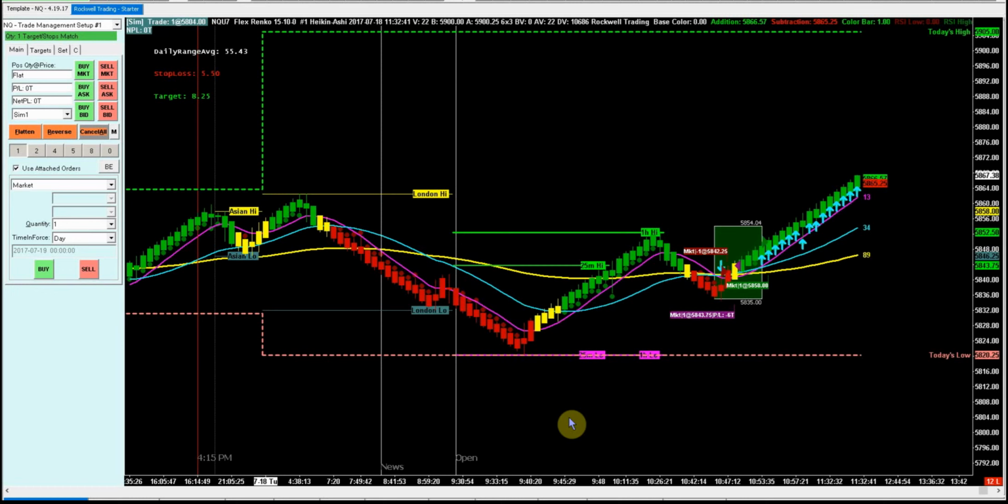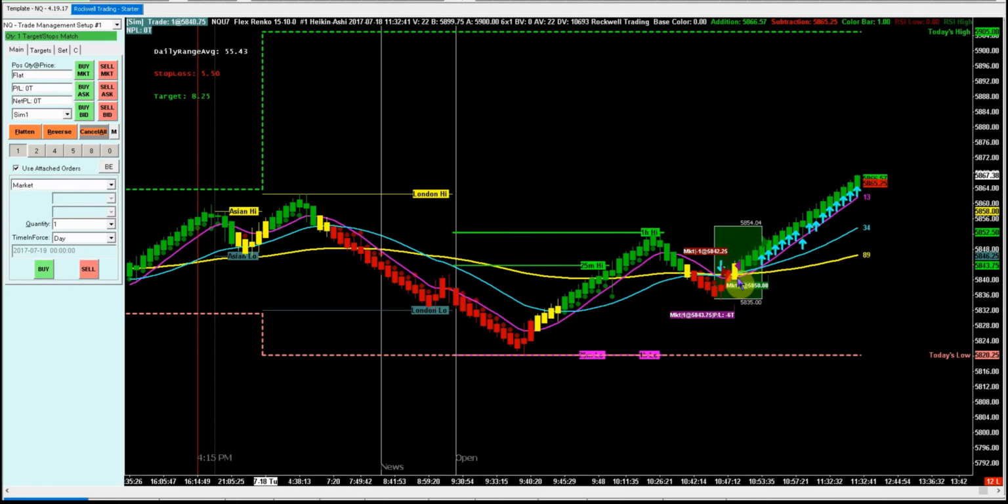I wanted to do part two of the world's simplest trading strategy, or well, maybe it's not the world's simplest, but it's pretty darn simple. Again, to recap, you're looking for these sorts of things. You're looking for a 13, 34, 89 EMA crossover to the upside or to the downside.